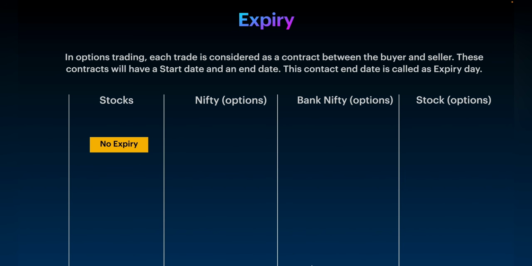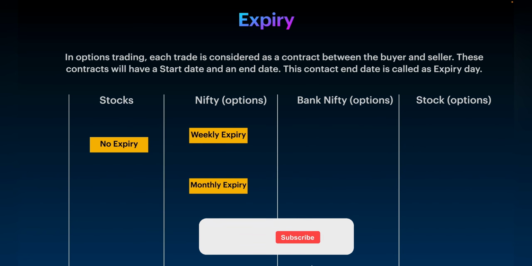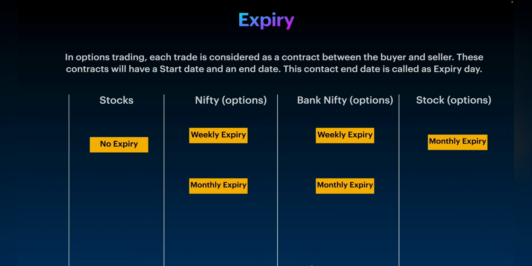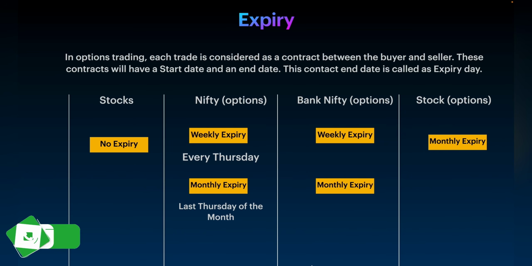So if you're trading in Nifty options, there will be a weekly expiry and there will be a monthly expiry. If you're trading in Bank Nifty options, there will be a weekly expiry and a monthly expiry. If you're trading in stock options, then there will be only monthly expiry. Okay? Now when you're trading in Nifty, the weekly expiry will be on every Thursday. Monthly expiry will be on the last Thursday of the month.